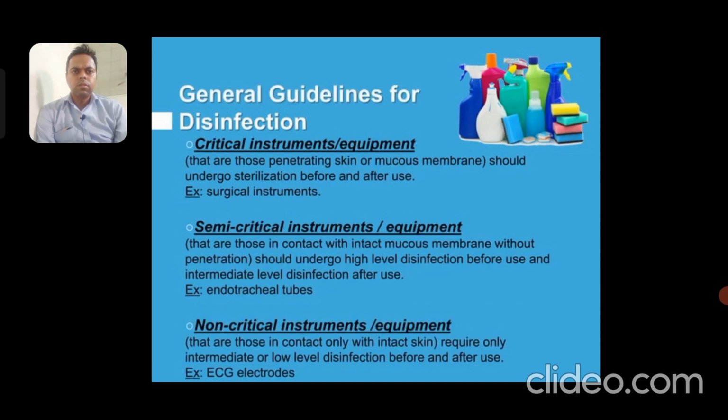The guidelines for disinfection: critical instruments and equipment, those penetrating skin or mucous membrane, should undergo sterilization before and after use, such as surgical instruments. Some semi-critical instruments, those in contact with mucous membrane without penetration, should undergo high-level disinfection before use and intermediate level disinfection after use, such as endotracheal tubes.